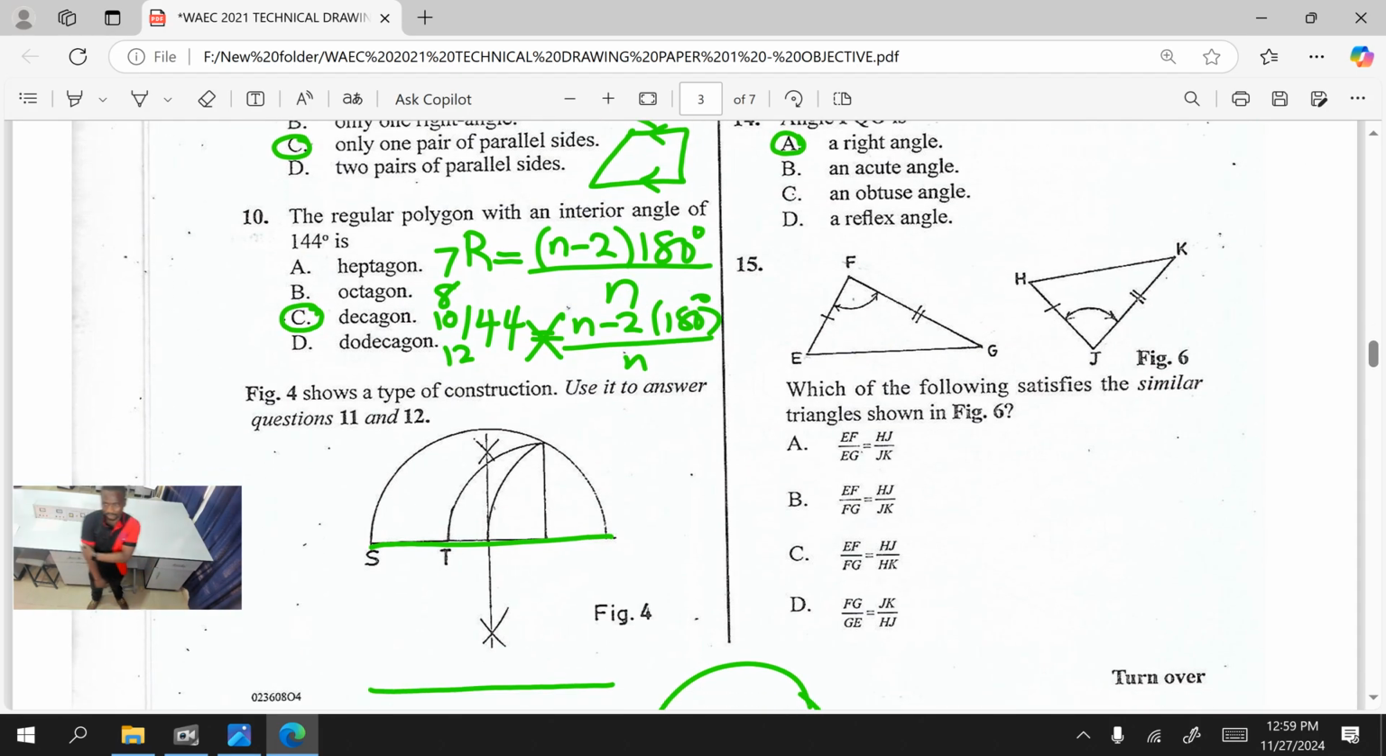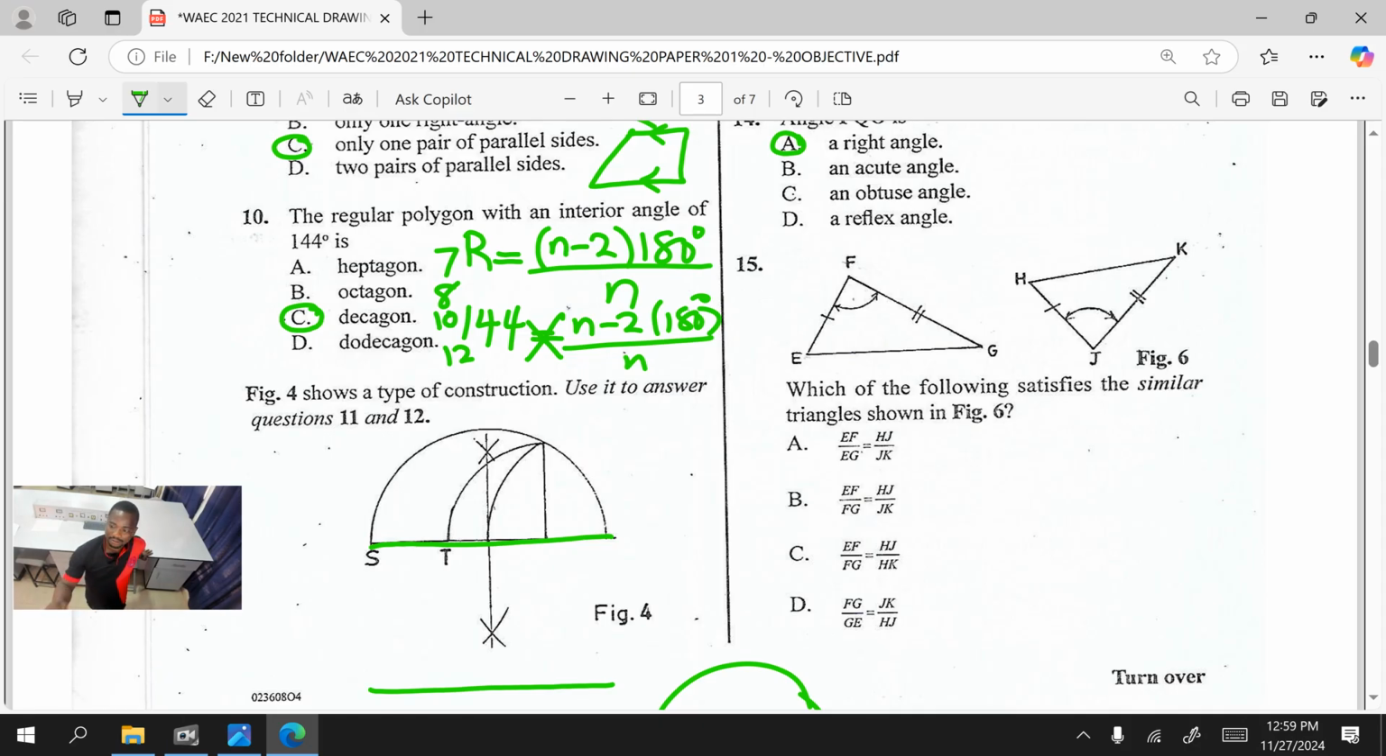Let's move to question number 15. We are given a diagram too. Which of the following satisfies the similar triangle shown in figure 6? Similar triangle shown in figure 6. We should have done similar figures. So let's look at the two. Before looking at this, I told you, understand the diagram first.